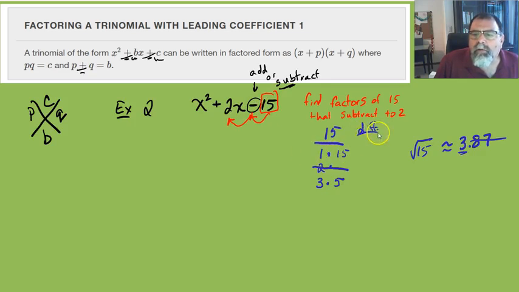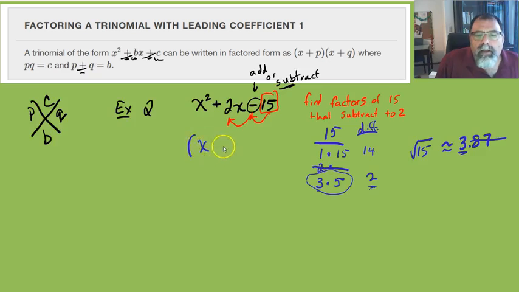We're going to do the bigger one minus the smaller one. So 15 minus 1 is 14. 5 minus 3 is 2. So we want factors of 15 that subtract to 2. These factors of 15, if you subtract them, you get 2. So these are the numbers. That's my P and Q.